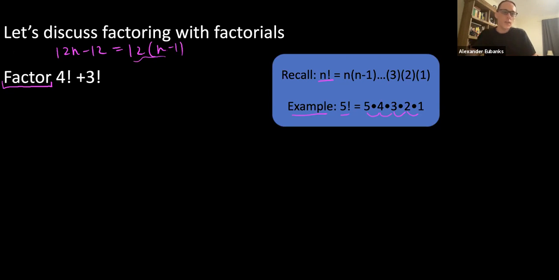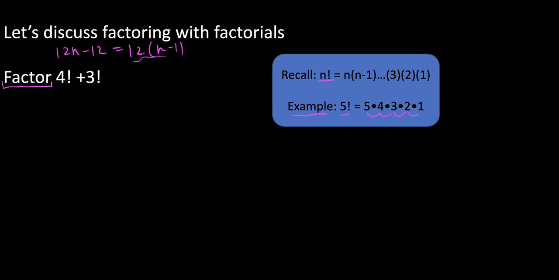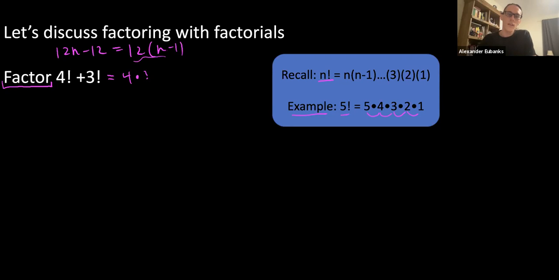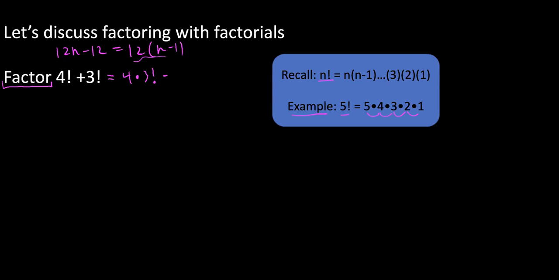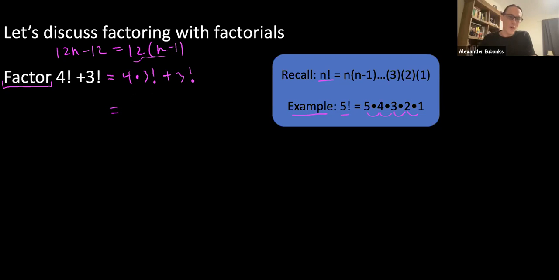Omkar, would you be willing to share what you got? Yes, I got that 4 factorial plus 3 factorial is equal to 5 times 3 factorial. You can obtain that by noting that 4 factorial is equal to 4 times 3 factorial. And then you have 4 times 3 factorial plus 3 factorial. You can factor out the 3 factorial to get 3 factorial times 4 plus 1, or 5. Very good. Okay, so let me write this down.